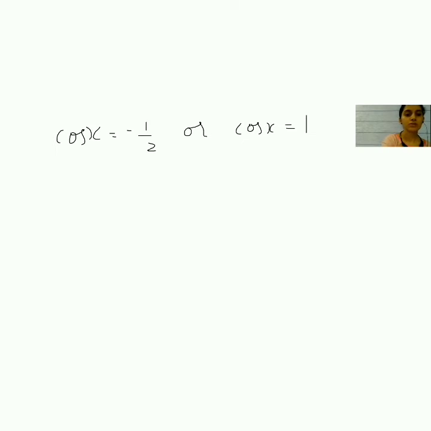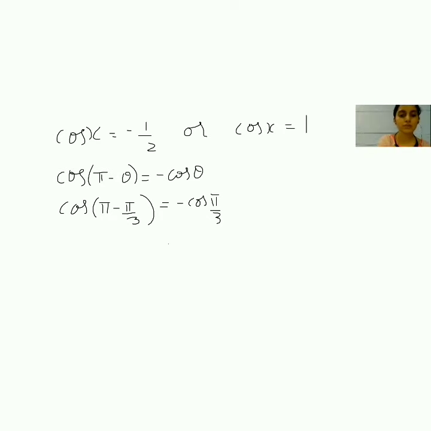Okay, when is cos x equal to minus half? So that is cos of pi minus theta gives me minus cos theta, right? So cos of pi minus pi by 3 equal to minus cos pi by 3. What is cos pi by 3? Cos 60, that is minus half over here. And cos pi minus pi by 3 will be cos 2 pi by 3. Right? So, what are the values of x that we are getting? 2 pi by 3. And when is cos x equal to 0? That is cos of pi by 2.